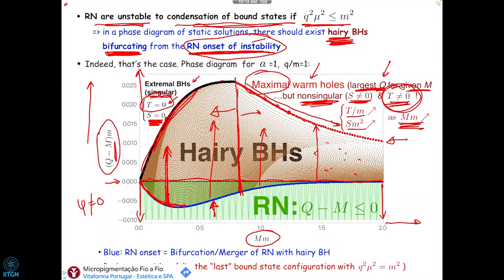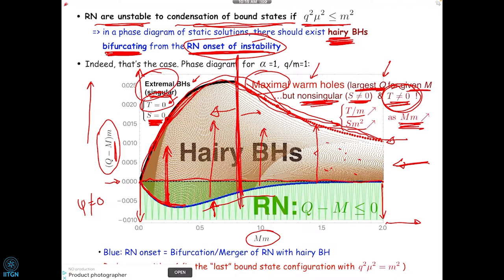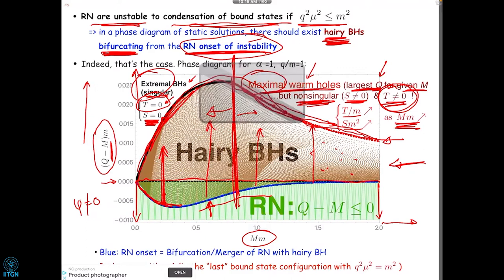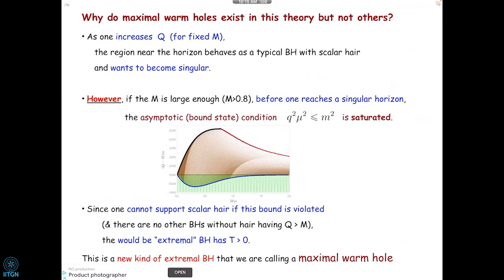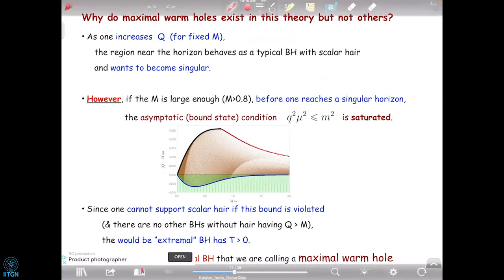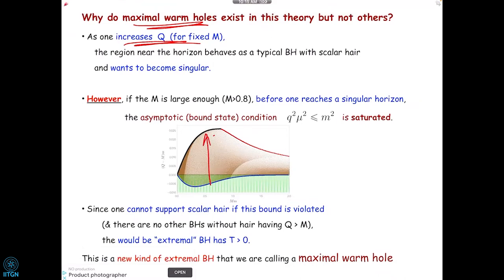So naively, in scalar condensation problems like this one, what we would have is that this black curve would be black everywhere. So every black hole would exist always between the onset and a black curve that describes extremal singular black holes. But this theory that we are studying, with that particular scalar-Maxwell coupling, is special because instead of having an extremal black hole for large mass, we have a maximal warm hole. Okay? Then we can ask, why do maximal warm holes exist in this particular theory, but not in other theories? And the reason is the following. As one is increasing Q here, for a fixed mass, the region near the horizon behaves typically as a black hole with scalar hair and wants to become singular, which happens along this black curve.